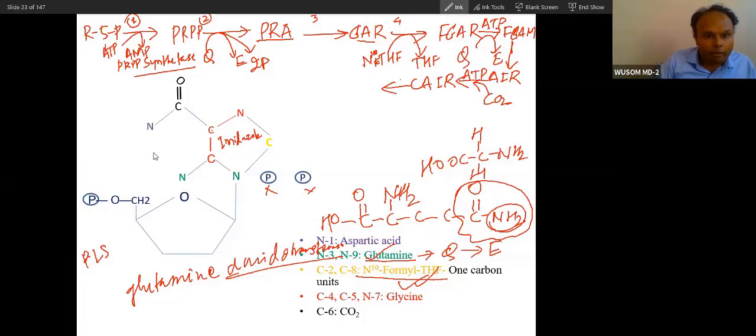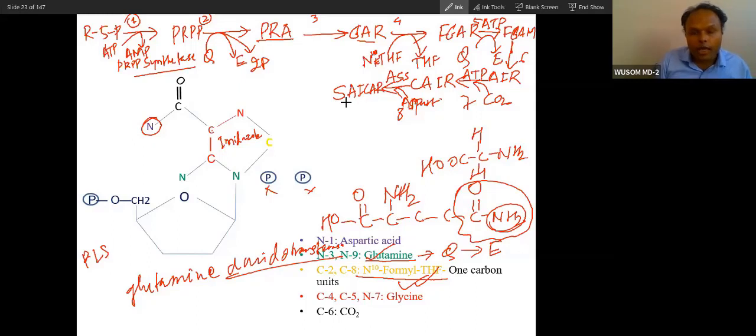Next, again an amino group. This is the place where one molecule comes. The molecule is called aspartate, and this is the reaction called adenylosuccinate synthase. So this is the 4, 5, 6, 7, 8th reaction. This is the 8th reaction. This is called SAICAR, succinyl amino imidazole carboxamide ribose phosphate.